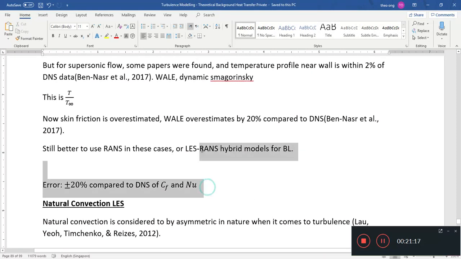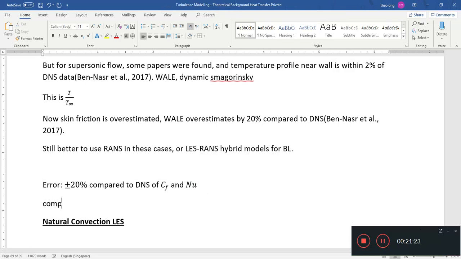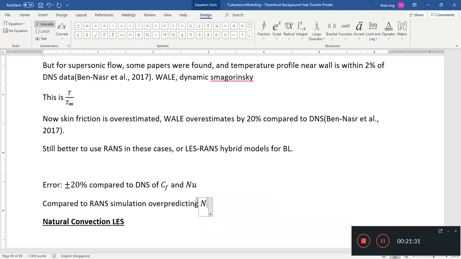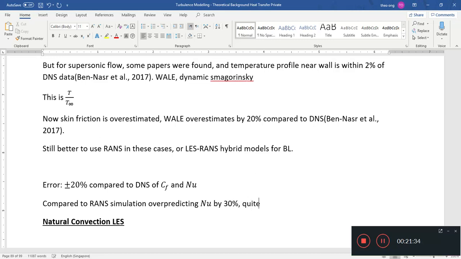All right, which is okay compared to RANS simulation overpredicting Nusselt by 30%, quite an improvement. So it's still better. I mean, the error bars are smaller, so to speak, for LES models in general. But there are still difficulties in this near wall region. So we kind of have to switch things around a bit. Maybe LES near the wall may not be as good.